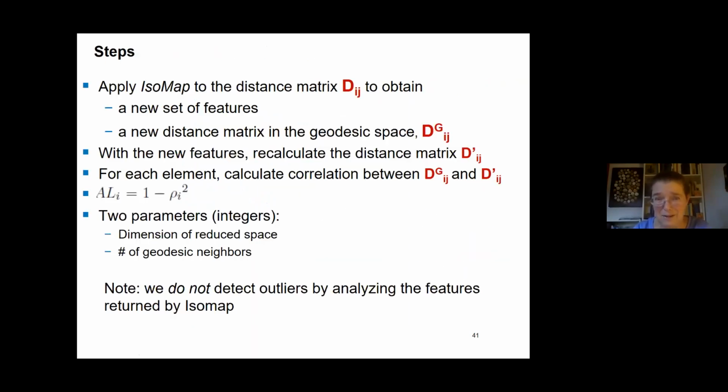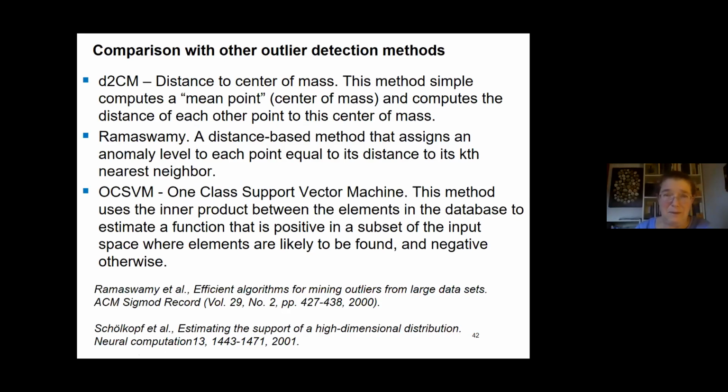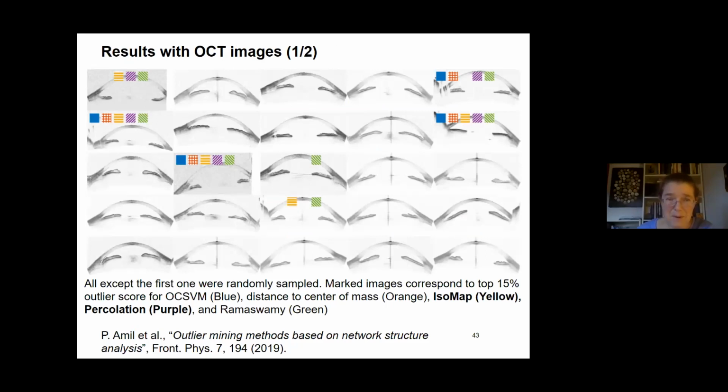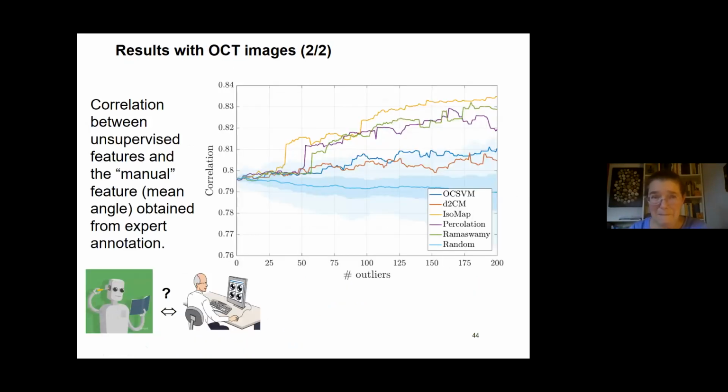This takes a lot of time, but I want you to know that we compared different methods for outlier detection. We have proposed this percolation that I just explained to you. We have also proposed another one that is based on Isomap, and then compared with other methods. And here you see the images that have been detected as outliers by the different methods, and they are because they have artifacts, or they are very black, or they have some things that make them look different from the other images of the data set.